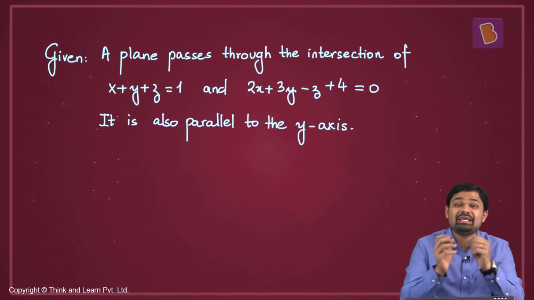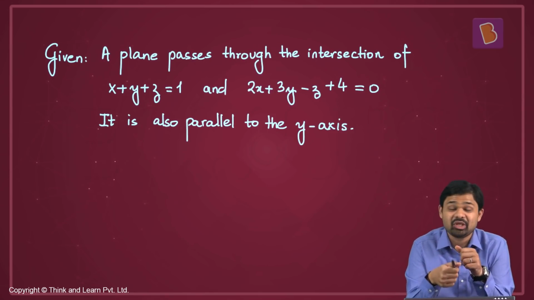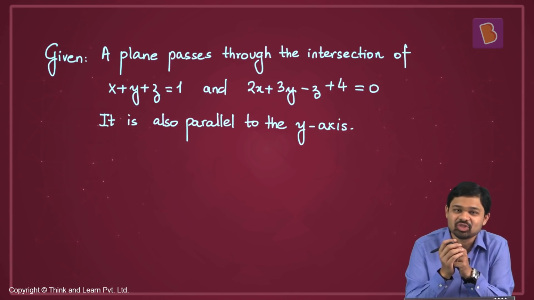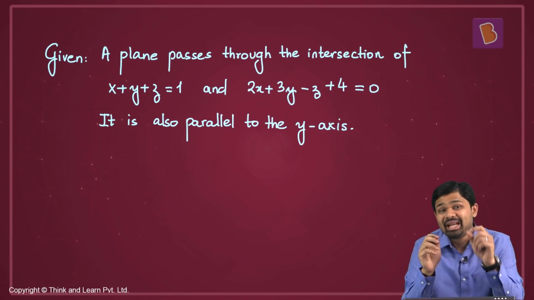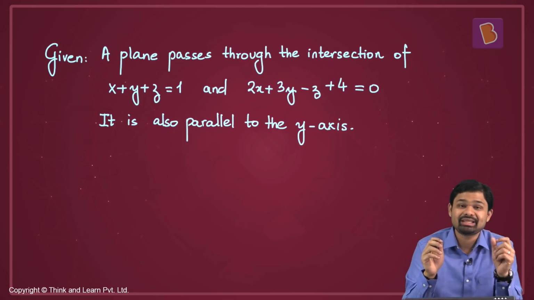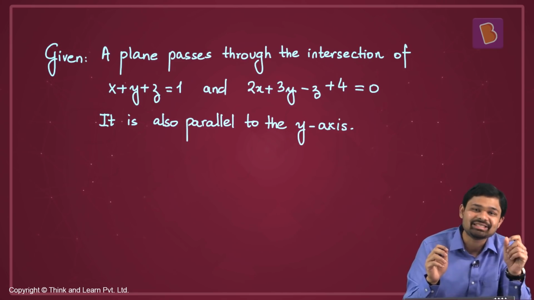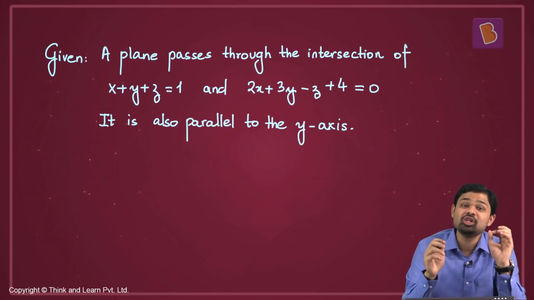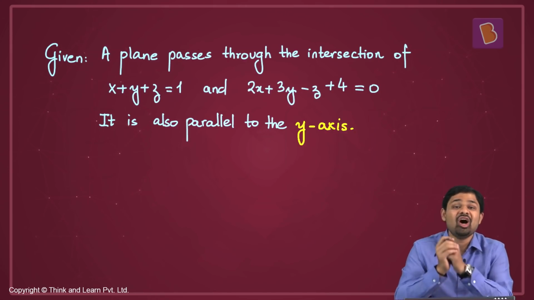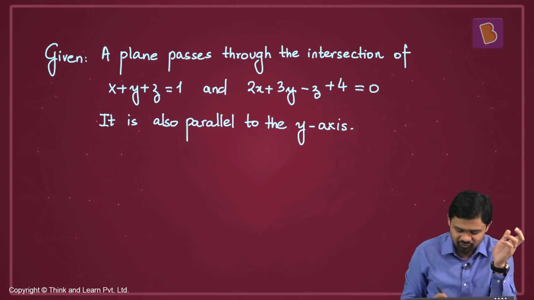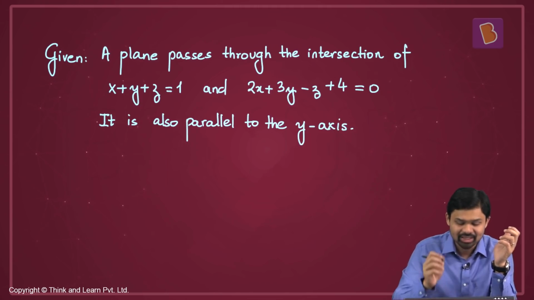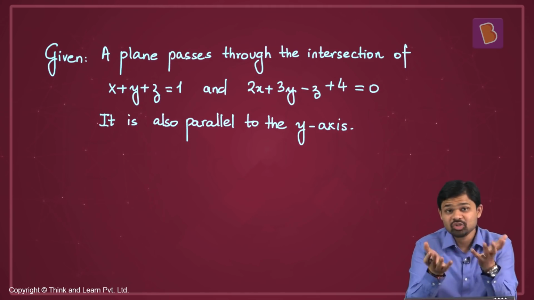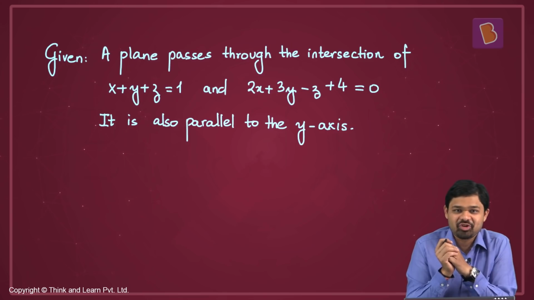Practice will be very, very important when I'm going to solve this 3D question, because if you have not practiced a question of this kind, there's no way you will arrive at the solution. So they've told us that a plane is basically passing through the intersection of 2 other planes, and it is also said to be parallel to the y-axis. The objective is to find out which point lies on the plane and which does not. So this was the question from 3D geometry.